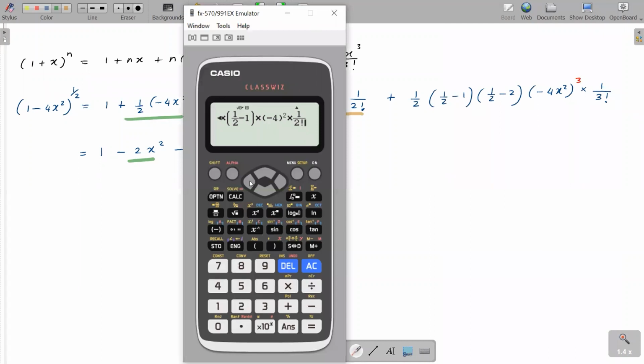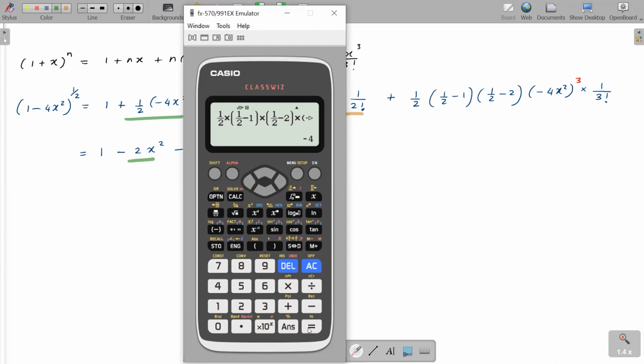Half into half minus 1 into, what is it? Half minus 2. Okay, half minus 1, half minus 2 into minus 4 to the power 3. So close bracket, make sure you give the minus 4 within brackets and the power. And then what happens to x to the power? X squared and power 3 gives x to the power 6. And then into 1 over 3 factorial.